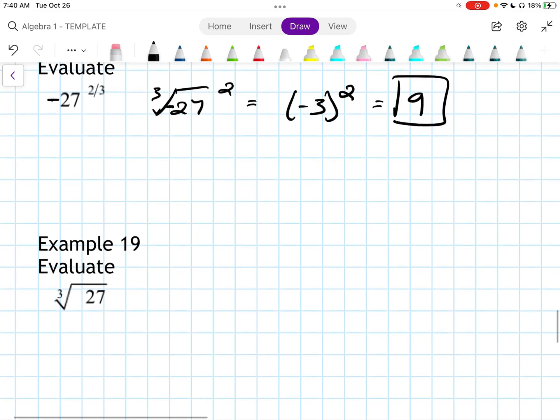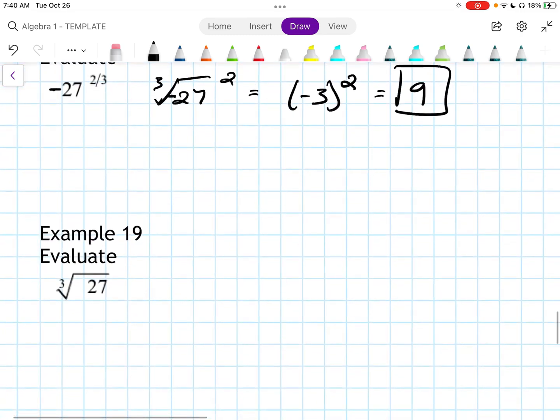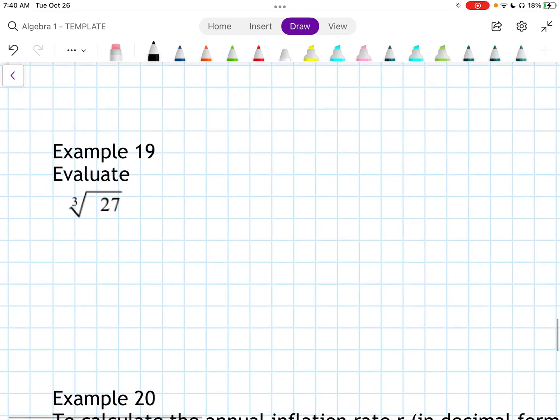Example 19. This is supposed to have a negative out front and a negative underneath. So starting off, I'm just going to copy down that negative, the first negative. The cube root of negative 27 is negative 3. So this thing here turned into a negative 3. And then we have a negative, which goes to a positive 3.